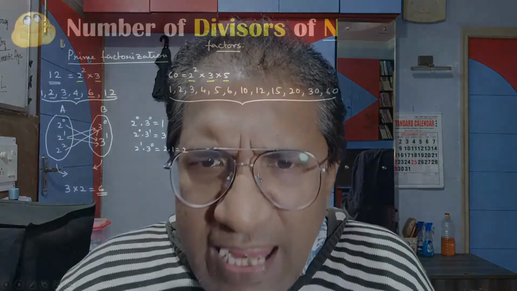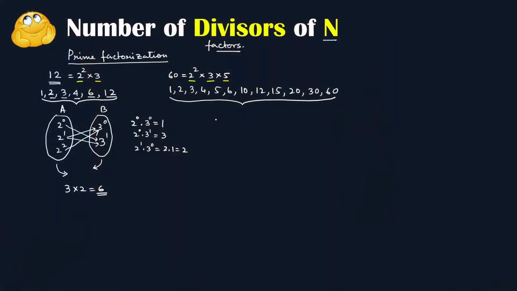Let us check for 60. In 60 we have to consider here 3 sets. Why? Because there are 3 primes. In the first set, A, we are considering all the possibilities of 2 square. So it is 2 to the power 0, 2 to the power 1, 2 square. In the second set B, we are considering all possibilities of 3 and they are 3 to the power 0 and 3 to the power 1. And we are considering for set C, 5 to the power 0 and 5 to the power 1.